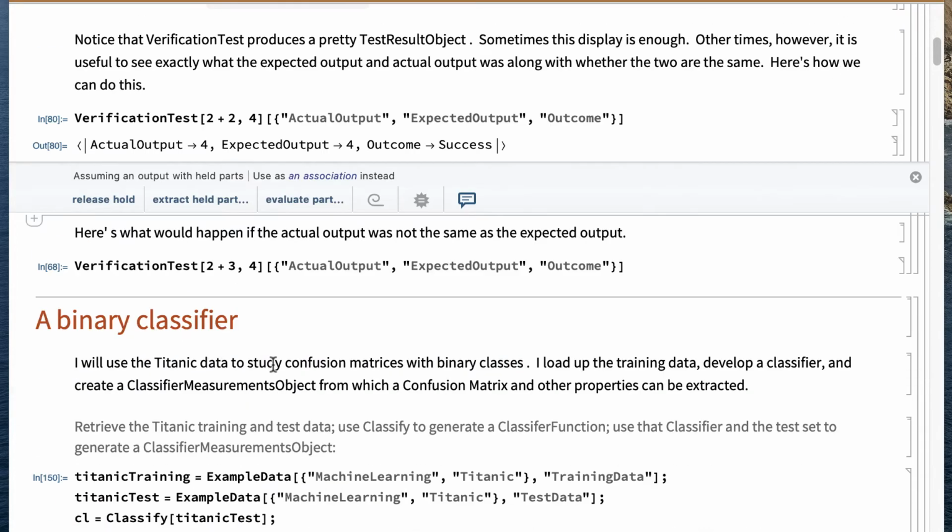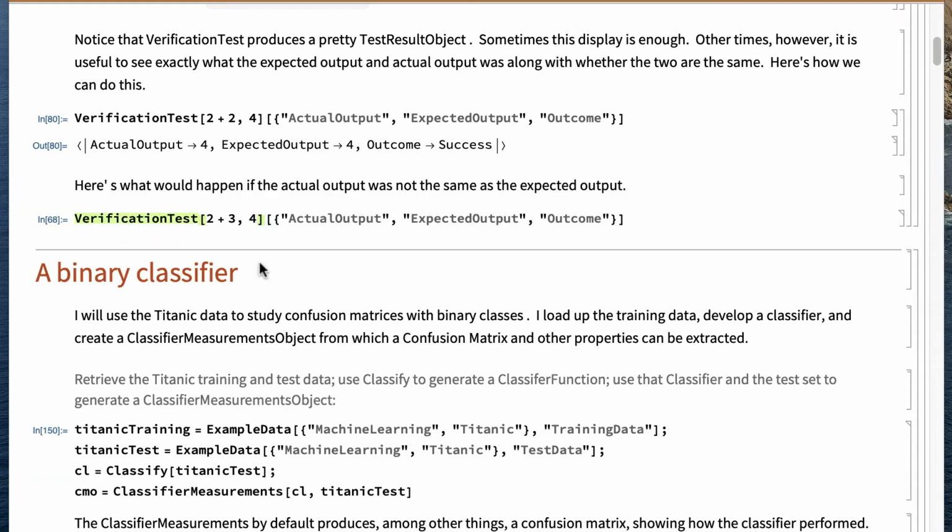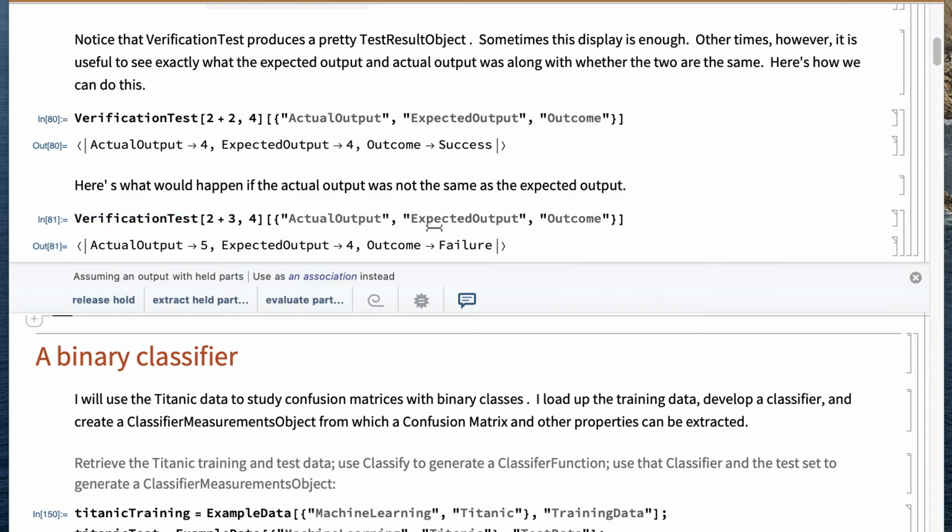Okay? If they are not the same, here's what I'm going to see. I'm going to see a difference, and the outcome is going to be a failure. So that's verification test, and we'll look at it on a couple of occasions in this notebook, and I thought I might just warm us up by looking at it now.